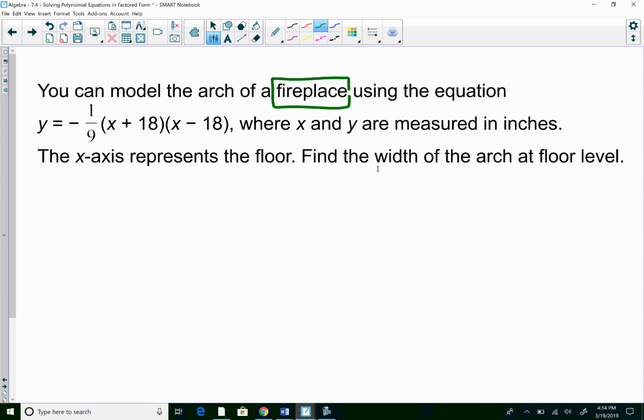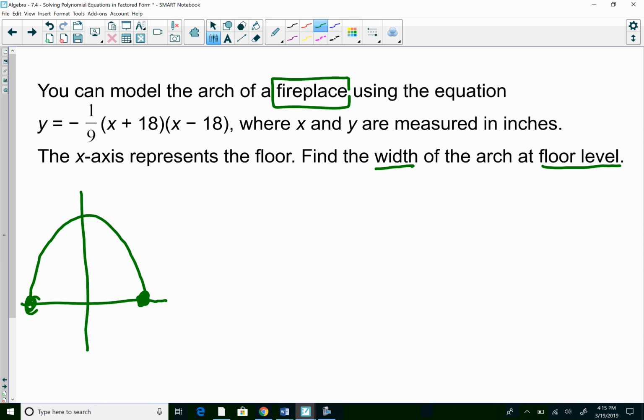So what we want to do is find the width of the arch at floor level. If we think of an x and y axis, and here's that basic shape of a fireplace, we basically want to figure out from this point right here to this point. So finding the width, finding the distance between these two points. So let's take our equation, y equals negative 1/9 times (x plus 18) times (x minus 18).